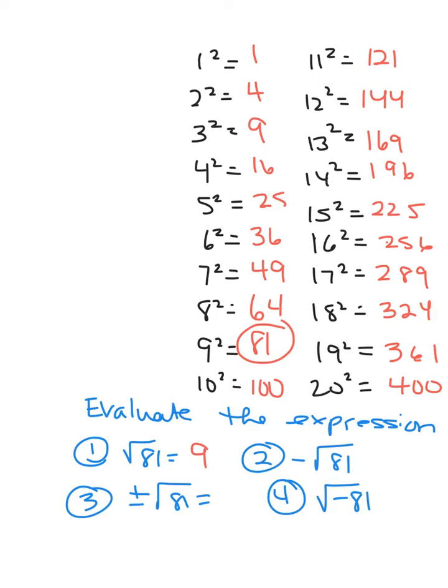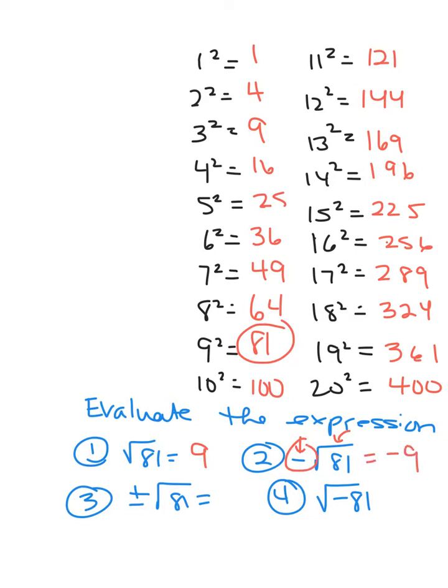Now in number 2, we have a negative sign in front. A square root symbol is a grouping symbol, so in order of operations, I'm going to do that first. Again, we just found that the square root of 81 is 9, and I'm going to multiply that by negative 1. So my answer here is negative 9.